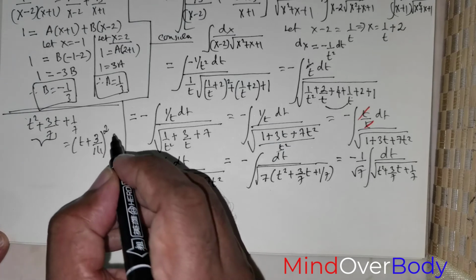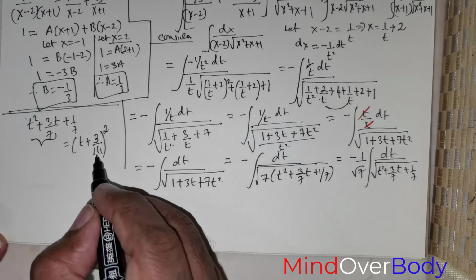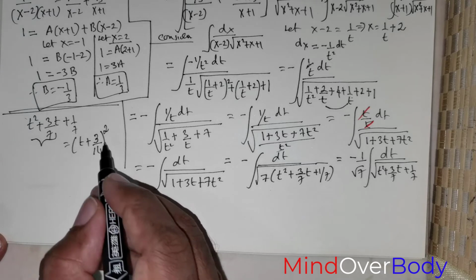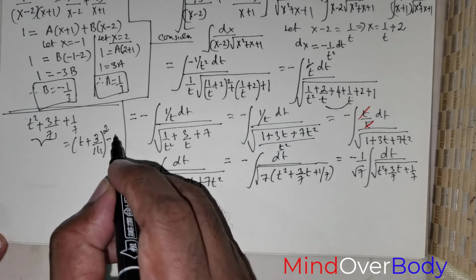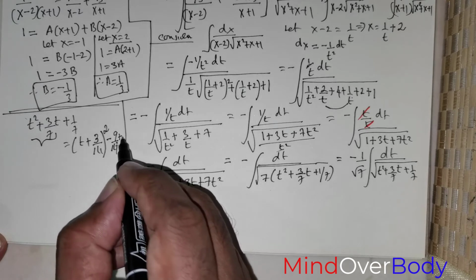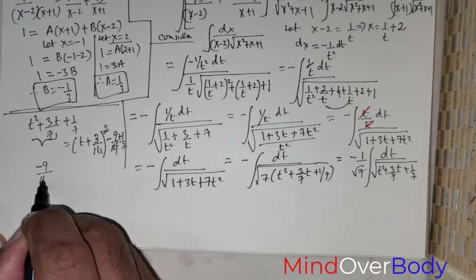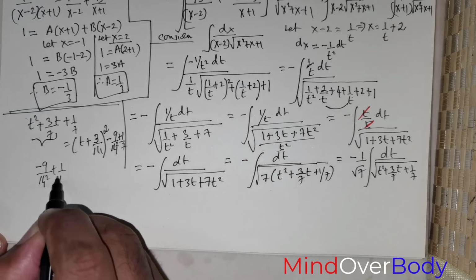Now if I were to raise it to the power of 2, I would have 3 over 14 raised to the power of 2. So I will have to get rid of that. So that's going to be negative 9 over 14 squared added with 1 over 7. Now let us simplify this. Negative 9 over 14 squared positive 1 over 7.